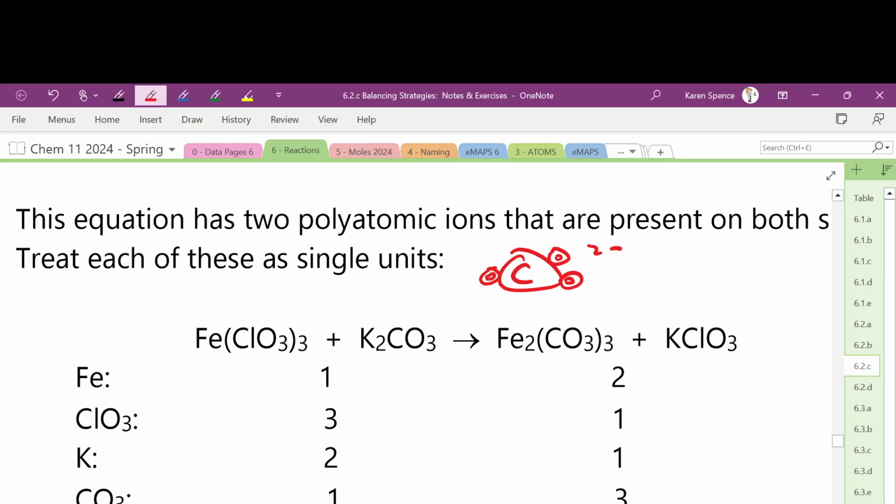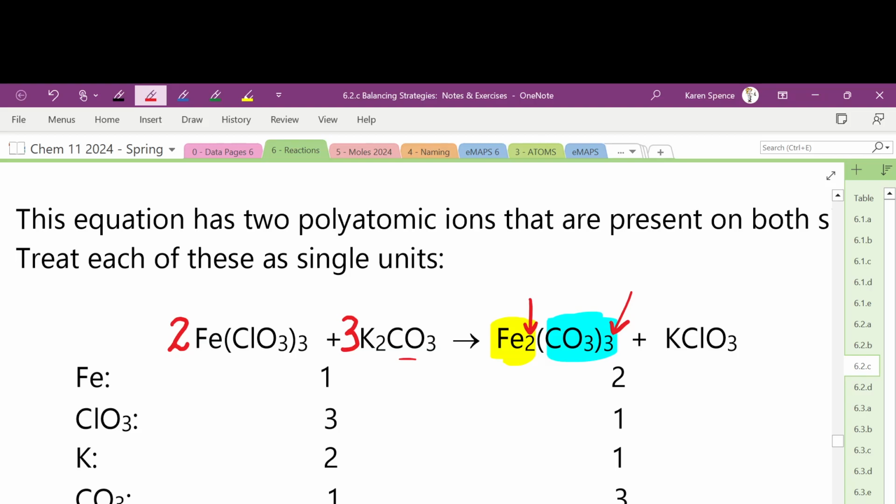Okay. Who's the most complicated compound here? Is it 1, 2, 3, or 4? 3 is most complicated. So the first things that I want to balance are the iron and the CO3. And we're going to do that by putting coefficients on the other side. So we have 2 iron, so let's put a 2 in front of the iron. And we have 3 carbonate, and there's no coefficient or subscript here, so we'll put a 3 here.